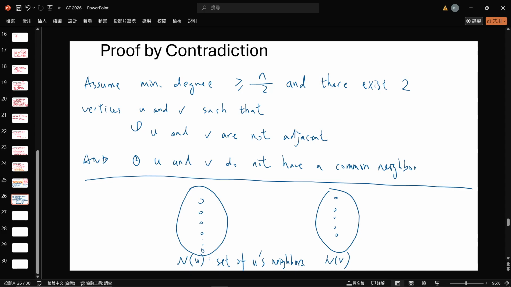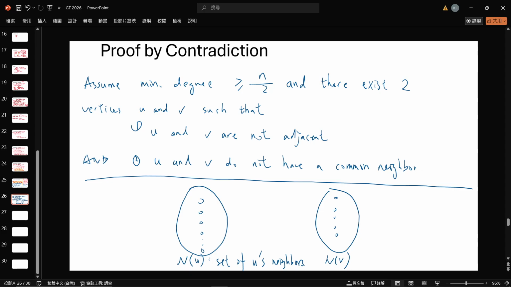Now, I have to draw U. Okay. So is it possible that U is also in this set? Can I put U in this set? 我可以把 U 画在这个 N of U 里面。So why not? So U is not adjacent to itself. Because this set is U's neighbors, but U itself cannot be its neighbor. So there's no self-loop. A self-loop is like this. So this is a vertex U, and there's an edge like this, with both endpoints being U. So this is not allowed for this discussion. So U cannot be in this set. So how about this set? Can I put U in this set?